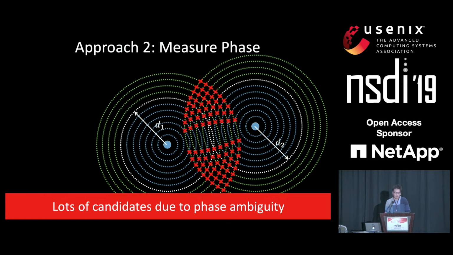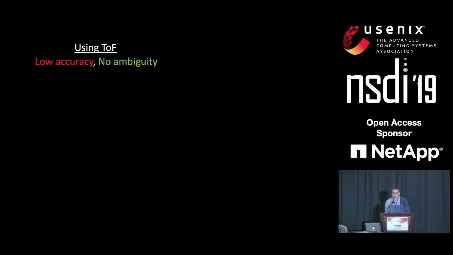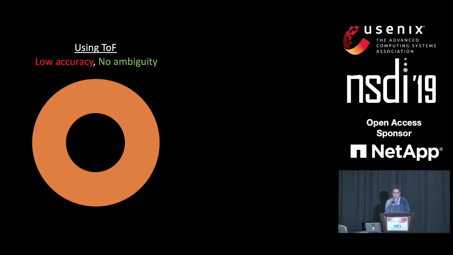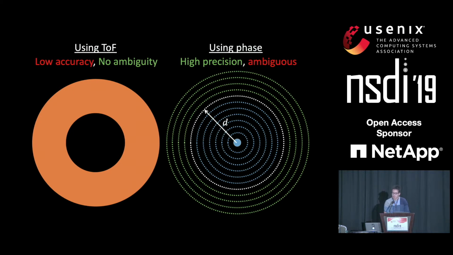So let me briefly review the two methods I mentioned. Using time of flight measurement, there will be no ambiguity. However, the localization accuracy is very low. Using the phase measurement, you will have very high precision for each candidate. However, it's pretty ambiguous because you have no idea which one of them is the true one. So how are we going to do better than this?